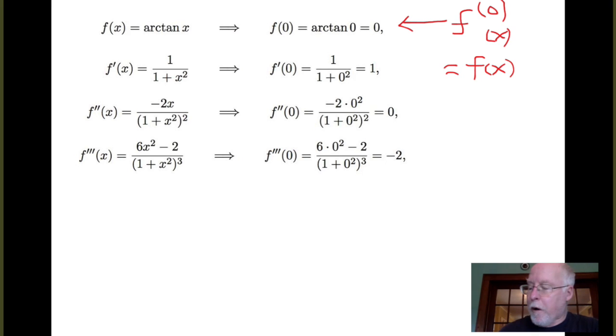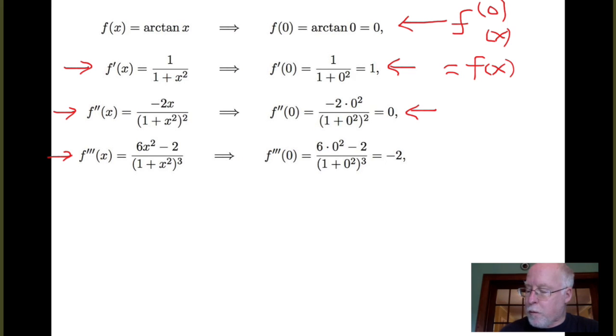Remember, the derivative of the arctangent of x, or inverse tangent, is 1 over 1 plus x squared. When x equals 0, this becomes 1, so f prime at 0 is 1. Using the quotient rule or chain rule, we can compute the second derivative. You should do that on a separate piece of paper. Plug in 0. We see the second derivative at 0 turns out to be 0.